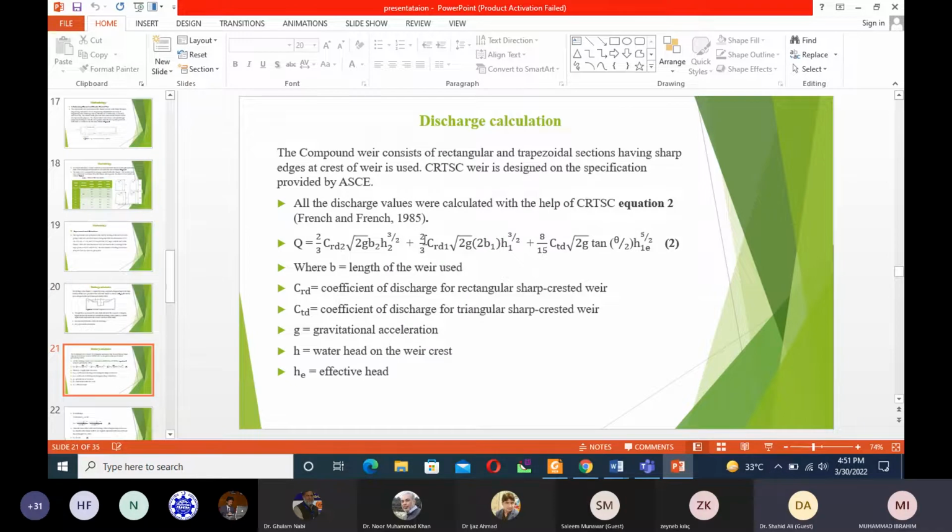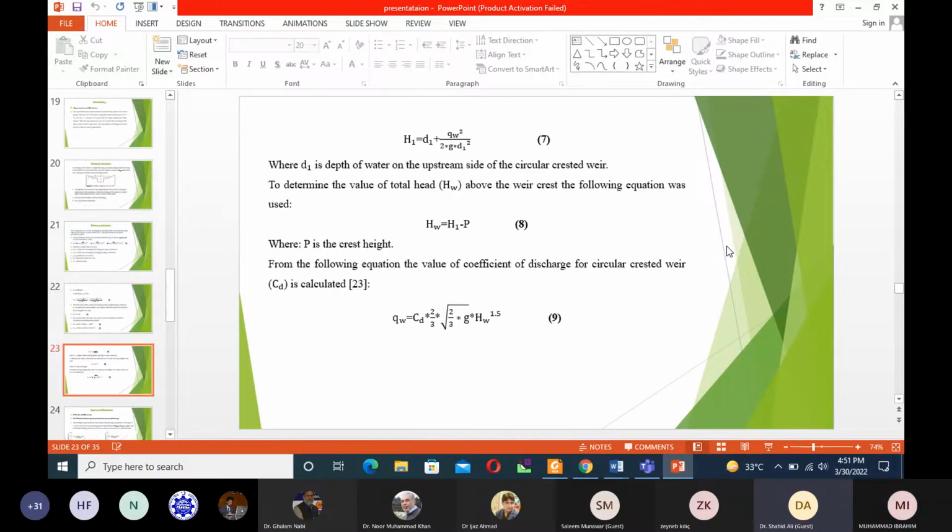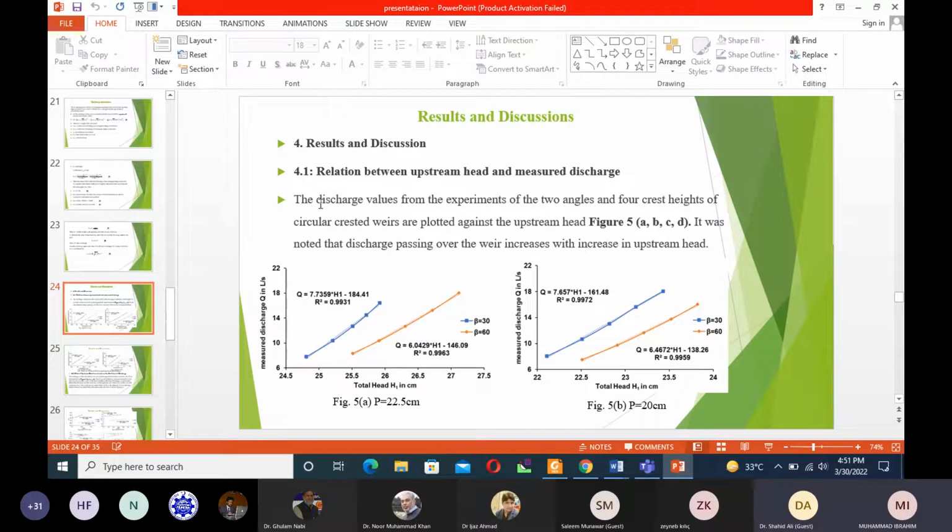This is the formula used for the calculation of discharge. So this is the formula which has been used for the discharge coefficient of the circular crested weir. These are the results and discussion. The first graph presents the relation between upstream head and the measured discharge. As the head over the crest increases, the discharge also increases.